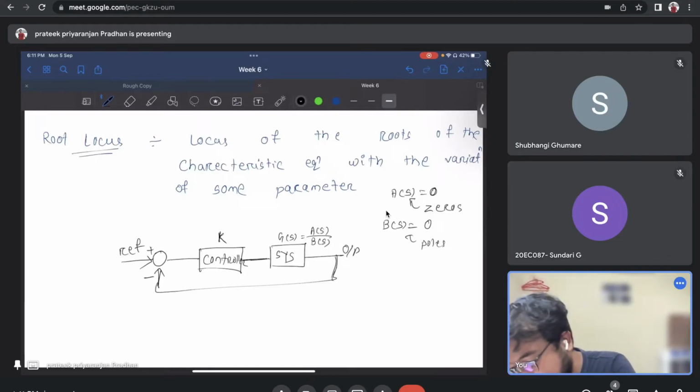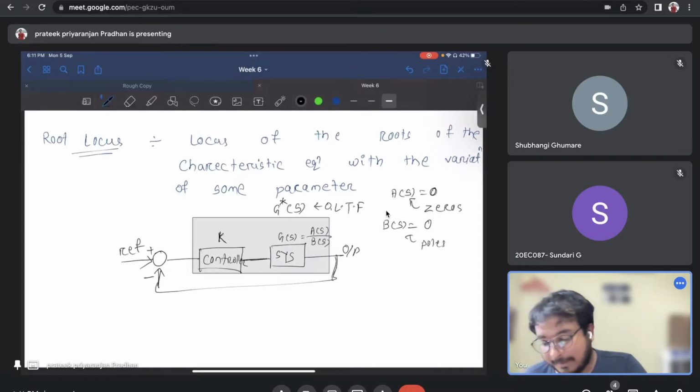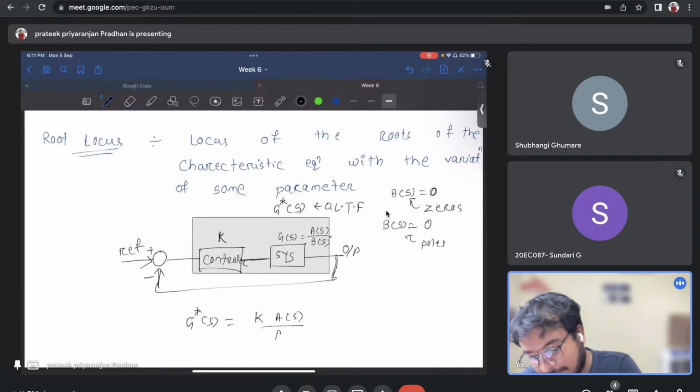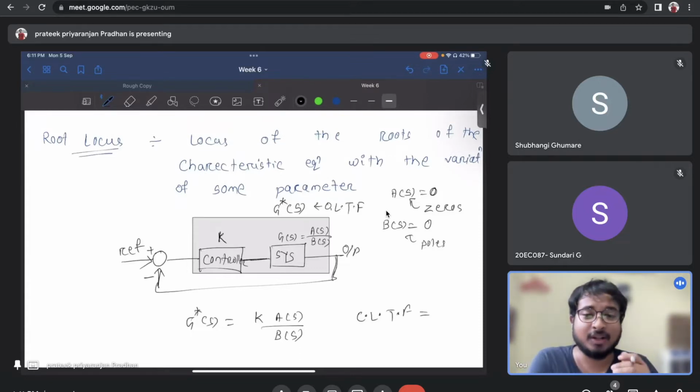Then this system will have the open loop transfer function G star of S, which is K A of S divided by B of S. Can somebody say what is my closed loop transfer function? If you have come this far in the course, this might be very straightforward. Can somebody just say or type?